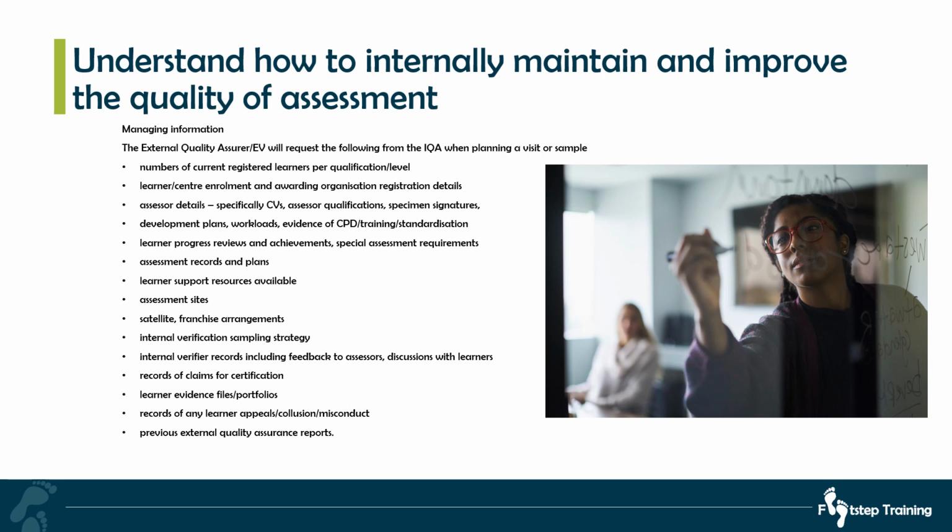They'll want to see the IQA records, including feedback given to assessors, discussions with the learners such as interviews, if you agree or disagree with assessors' decisions and assessor action plans that are put in place, records of claims for certification. They'll definitely want to see learner evidence in files and portfolios. They'll want to see records of any learner appeals or any misconduct that have taken place, and also previous external quality assurance reports to ensure that you've completed the actions allocated since their last visit.